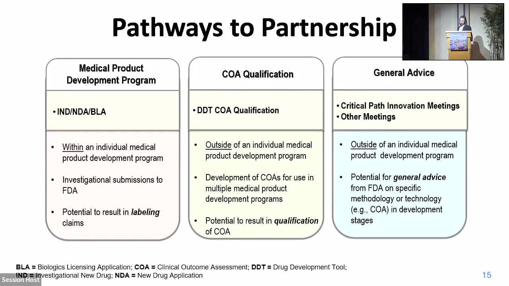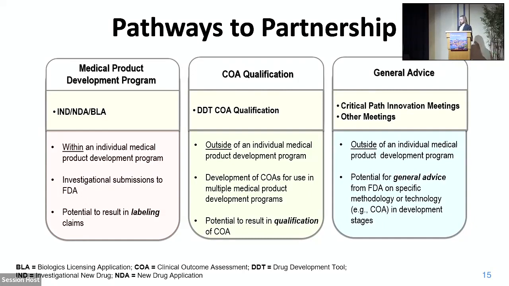There are multiple ways to interact with us at FDA. Of course, in the context of an individual drug development program, an IND, NDA, BLA. But there are other ways that are pre-competitive. So, Lola was talking about the COA qualification process. That's a really useful one to meet with us outside of a specific drug development program and plan out how you're going to do the PRO development and be able to get our advice.